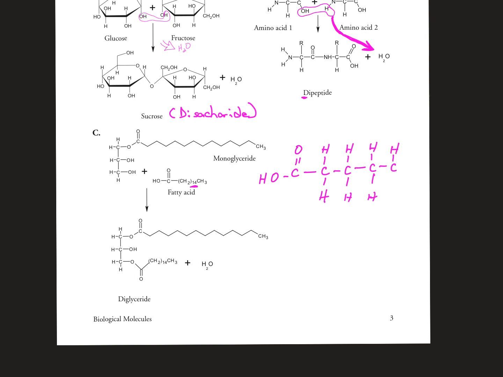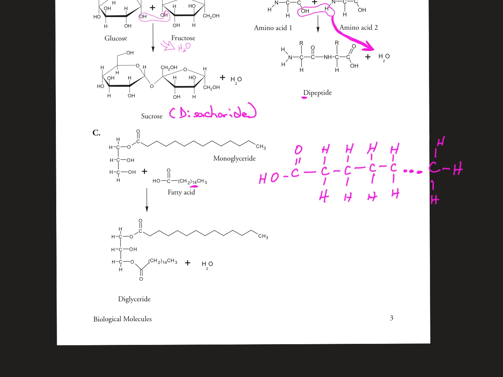That's all that means. It's just a shorthand to let you know that this is repeated 14 times. So instead of doing that, I'm just going to put dot, dot, dot. Then you have the final carbon with 3 hydrogens because every carbon needs 4 bonds. So that's your fatty acid.